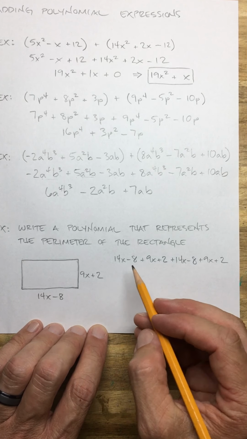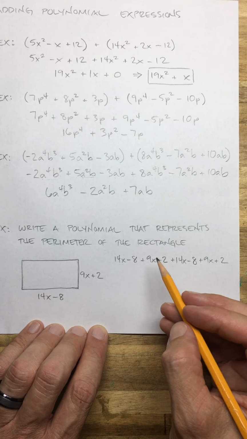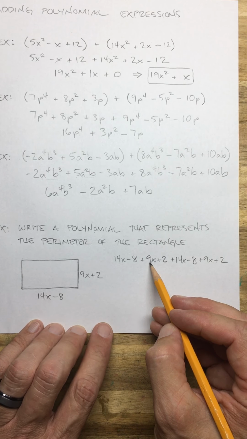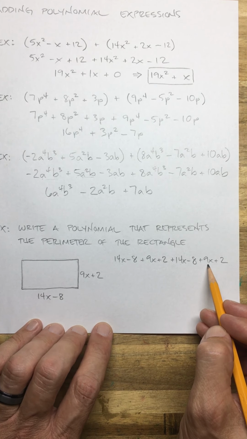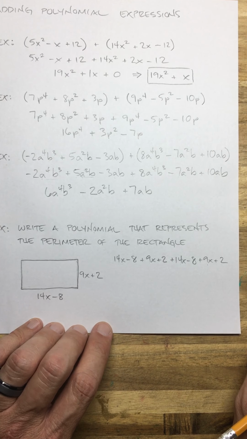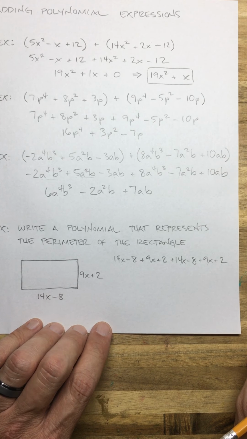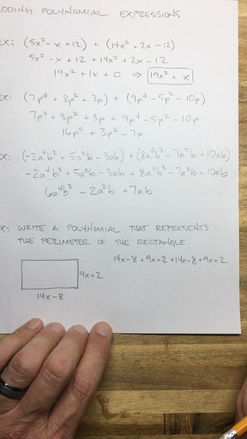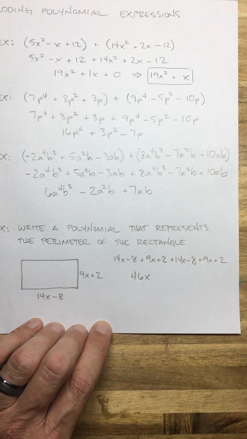Yippee. All right, well, here we have 14x's. Okay? Here we have 9x's. Here we have 14 more x's. And here we have 9 more x's. So how many x's do we have altogether? I'll let you figure that out. Did you get 46? I did. Okay, so I have 46 x's altogether.